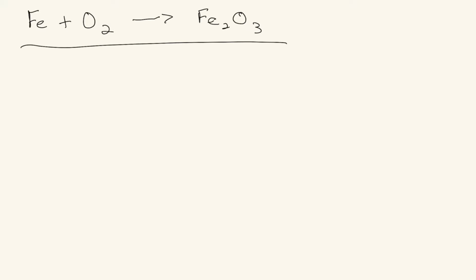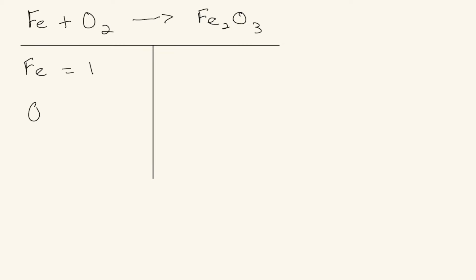Let's start again by doing our strategy of dividing the chemical equation in half, and we'll just write how many atoms we have. So Fe equals 1, O equals 2, Fe equals 2, and O equals 3. Go ahead and pause the video again and try and solve this, and then you can come back. This is a little harder one, so feel free to just keep watching.